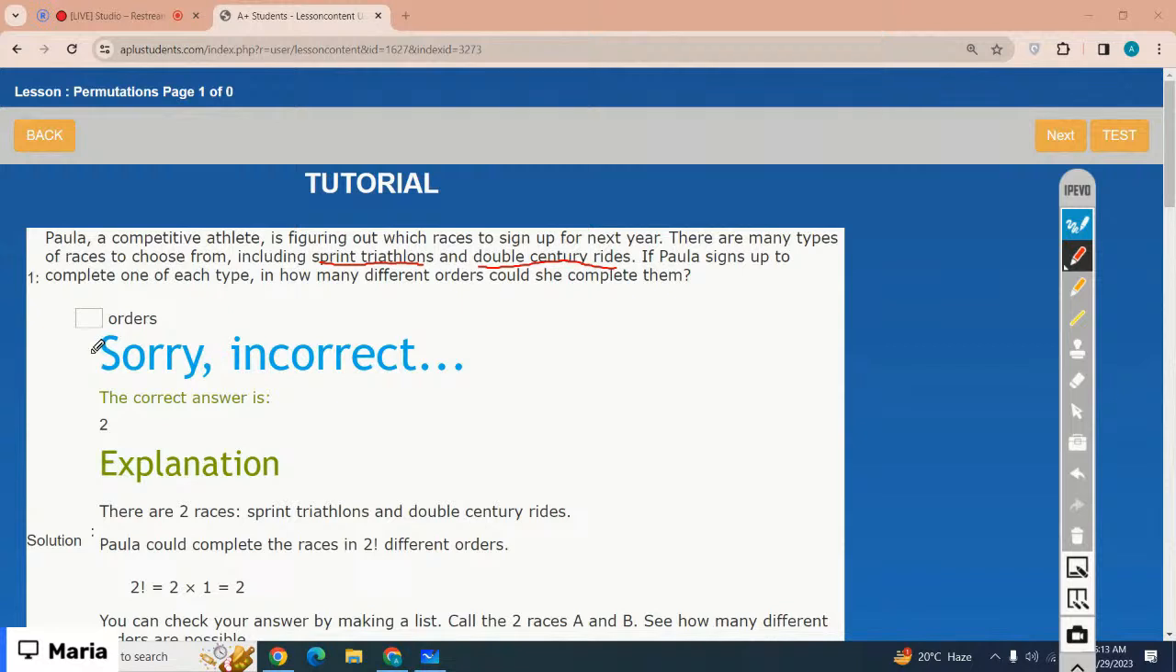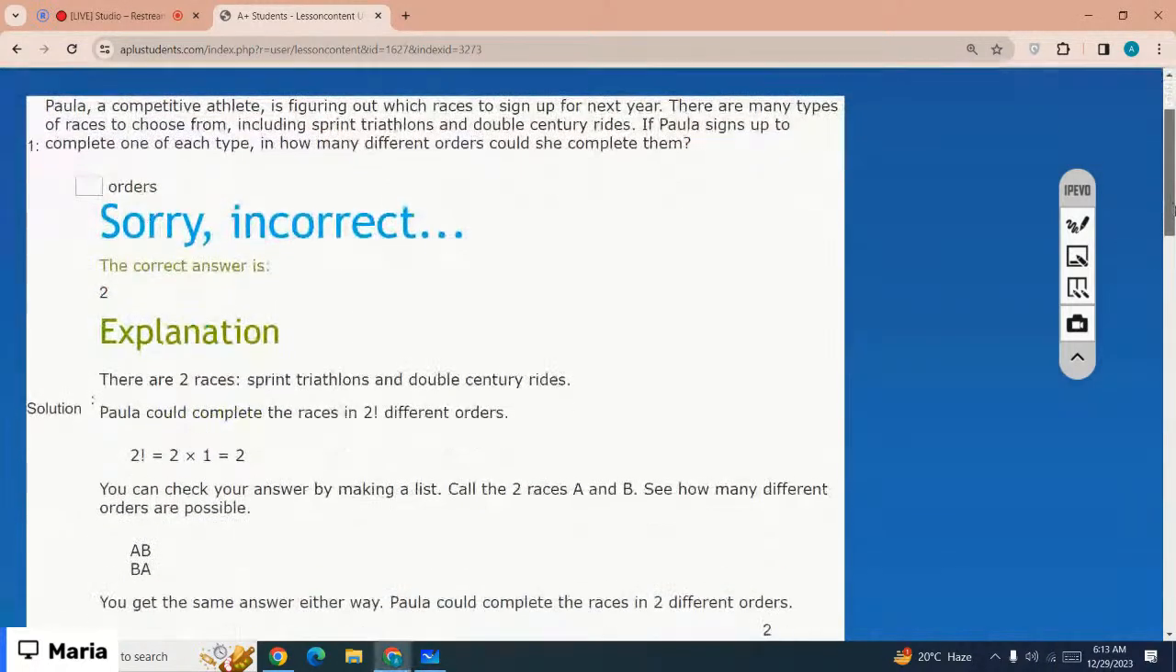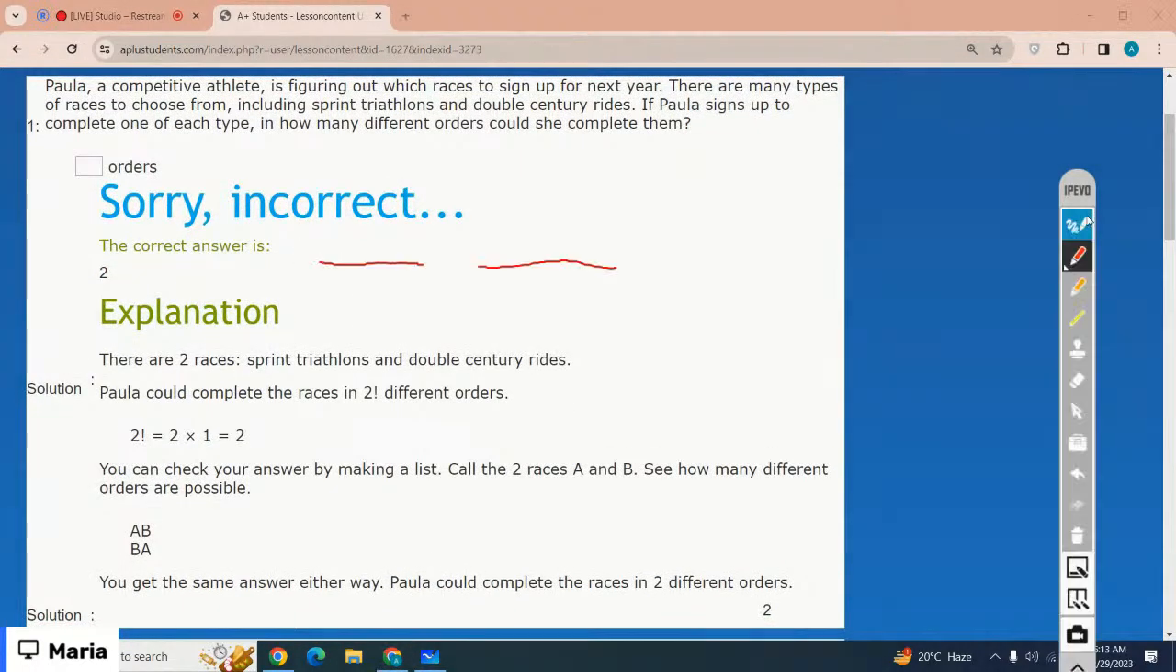So basically you have to find how many orders. Whenever we have to calculate the orders, how can we calculate them? She can do 2 factorial because she has only two types, the sprint triathlon and the double century ride. Whenever you have to calculate the orders, you simply have to evaluate the factorial. You have to evaluate 2 factorial. So 2 factorial means she can do A first and then B, or B first and then A. So Paula can complete the races in two different orders.